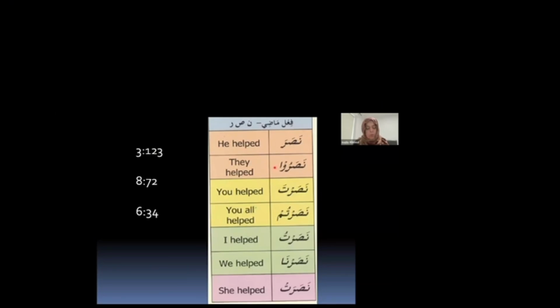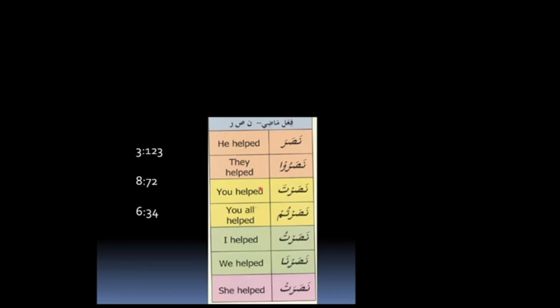So Nasarakumullahu. Here Allah says Allah helped you all. Instead, it could have been Nasarallahu kum, but Allah brought kum before. Nasarakumullahu. Allah helped you all and made you all victorious. Okay, Surah number 8, ayah number 72.